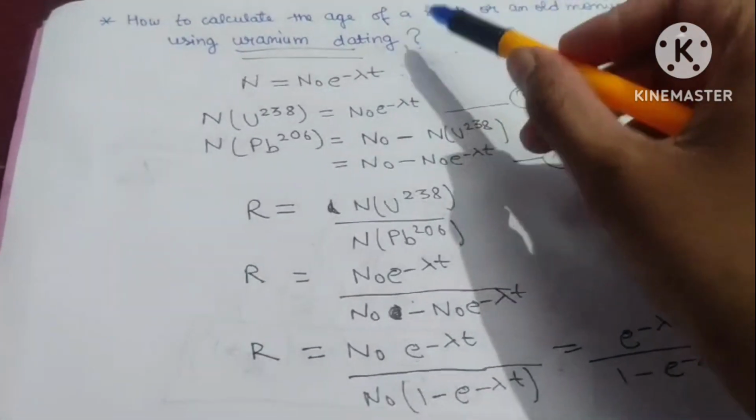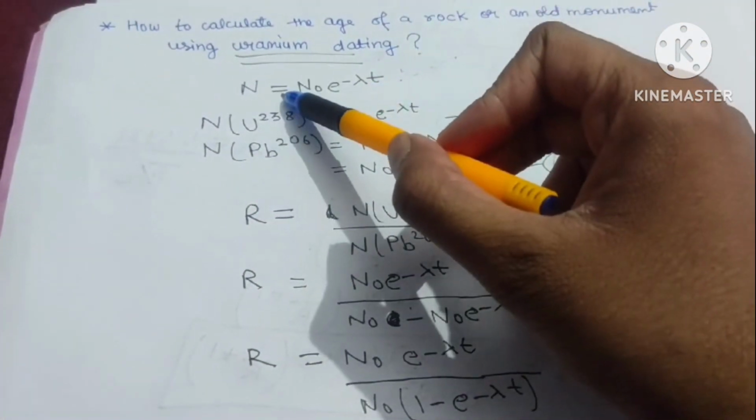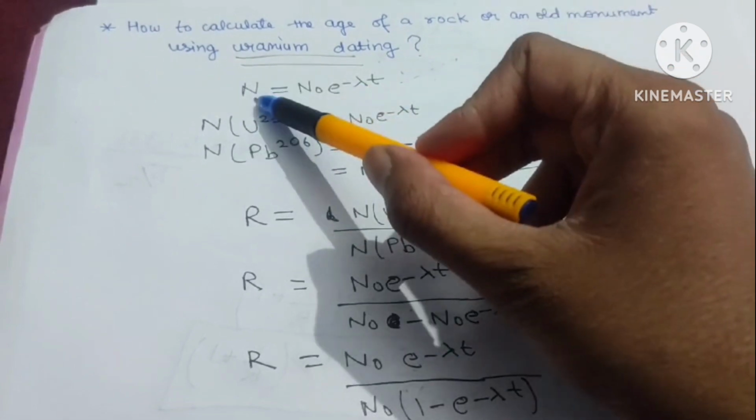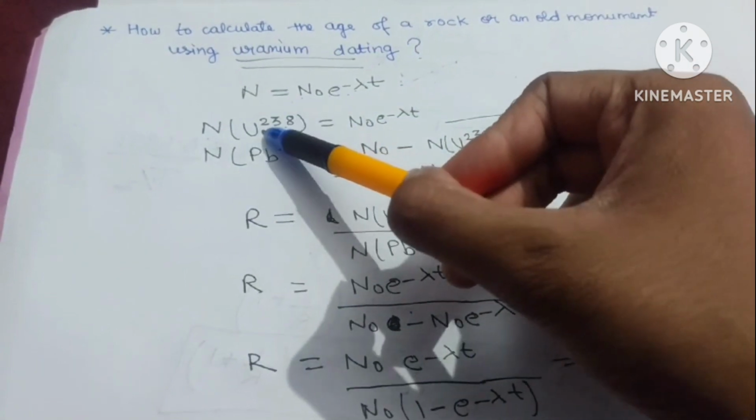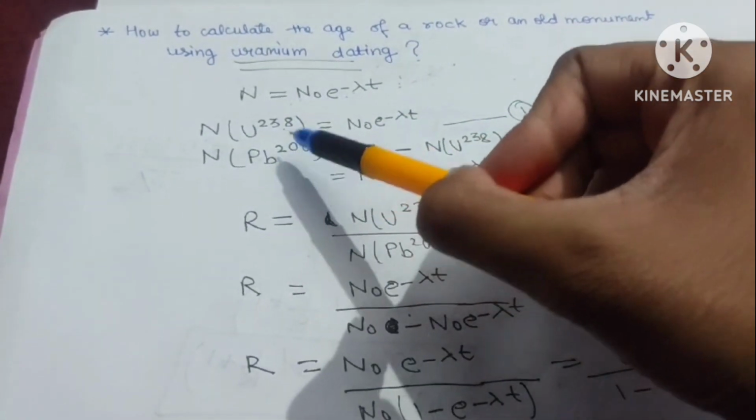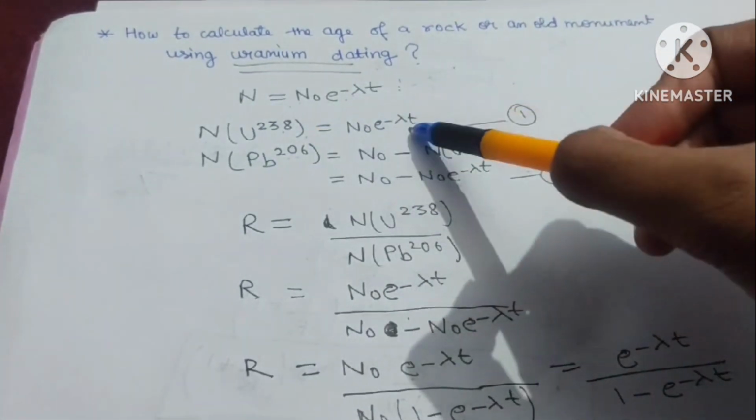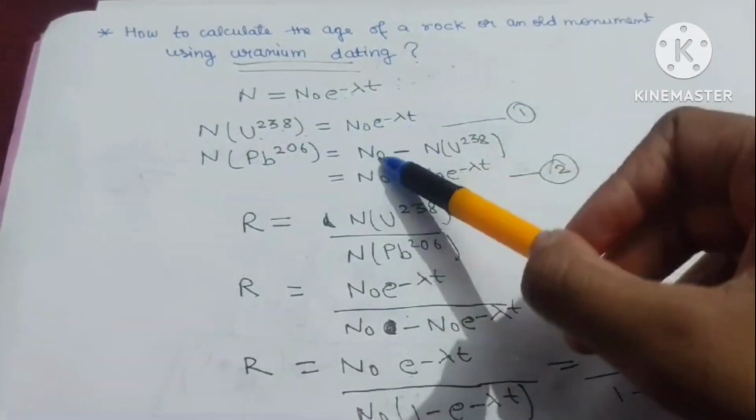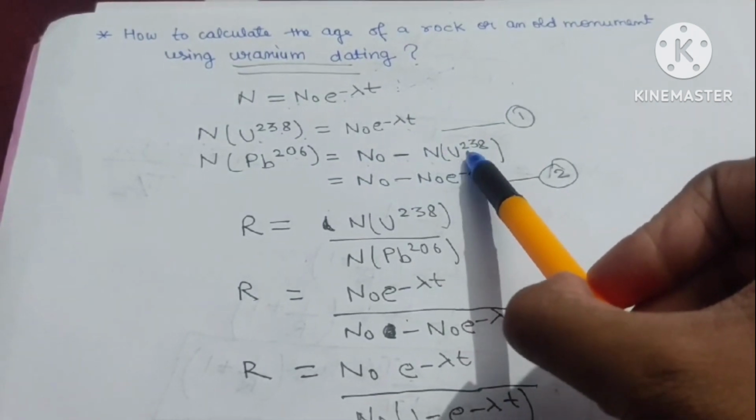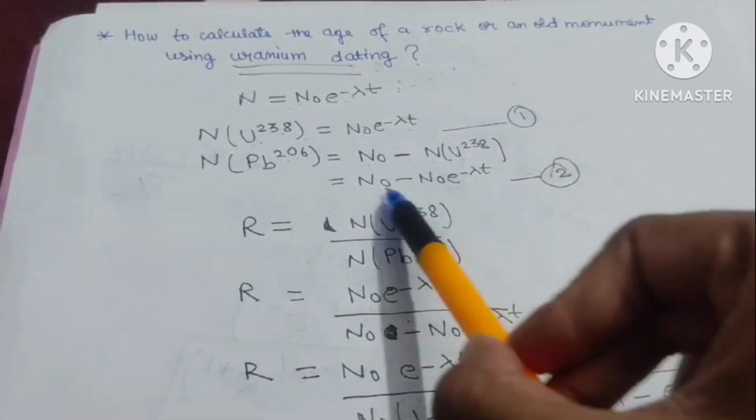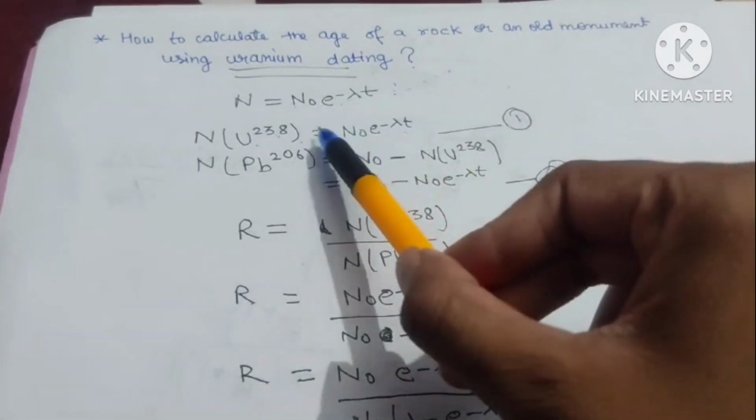Hello friends, we will know how to calculate the age of a rock or an old monument using uranium dating. So you should know the mathematical form of the decay law, which is N equal to N naught e to the power minus lambda t, and uranium atomic mass is 238 and lead mass is 206. We'll consider the formula in the form of uranium and lead, but for lead, N naught minus N of uranium 238 will be taken.